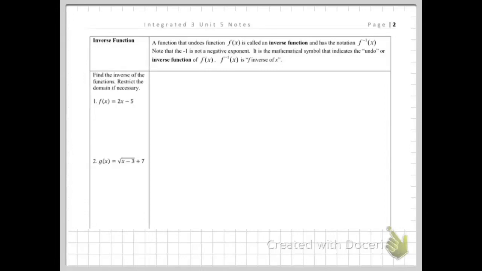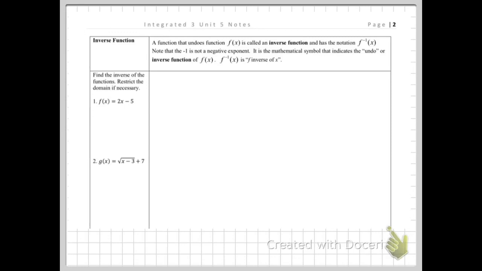Okay, chapter 5 is about inverse functions. An inverse function is a function that undoes f of x, and we notate it by f to the negative 1 of x. But it's not an exponent. When we see that negative 1, we say f inverse of x. So find the inverse of a function and restrict the domain if necessary.